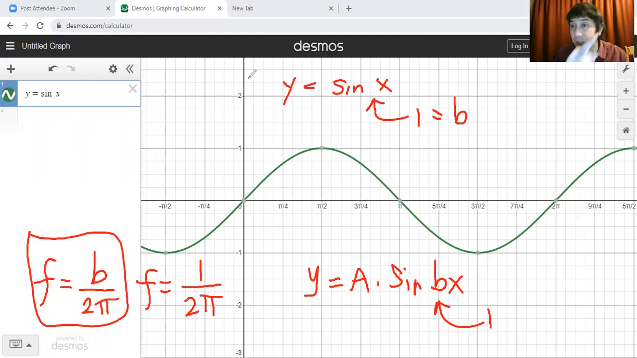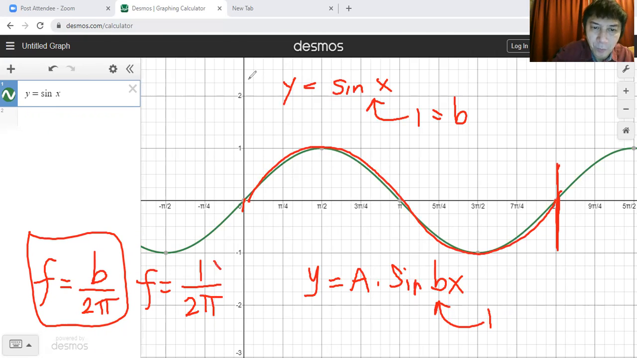That means we have 1 cycle per 360 degrees or 2 pi radians. So where can we find that? It's over here. You can see this particular length. Take note of this. This is 2 pi over here, from 0 to 2 pi. This is one cycle there, one complete cycle, because this is a periodic function.